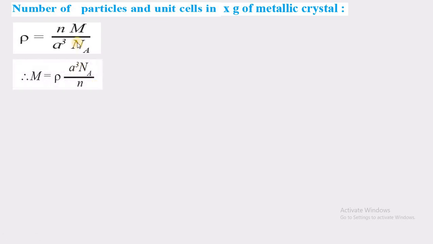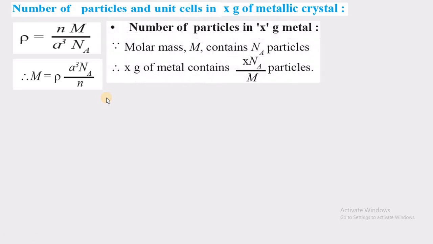We will rearrange the equation. M is equal to rho into a cube into Na upon n. Only I have rearranged this equation, and we know number of particles in x gram of metal. For that we must know the relationship: 1 mole of any substance contains Na particles, that means 6.022 into 10 raised to 23 particles, and this is known as Avogadro's law. Remember Avogadro's law, 1 mole of any substance contains Avogadro number, that is 6.022 into 10 raised to 23 particles, atoms, ions or molecules.